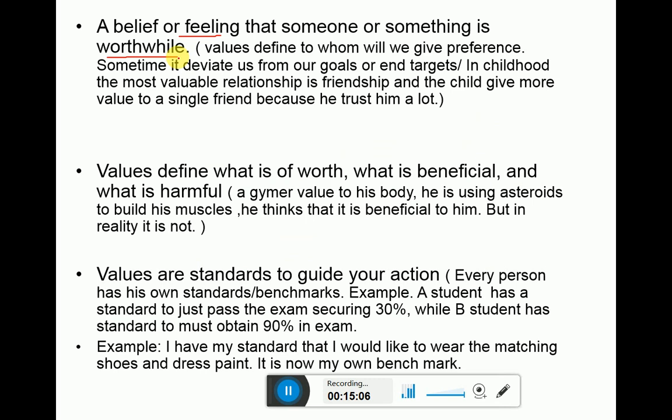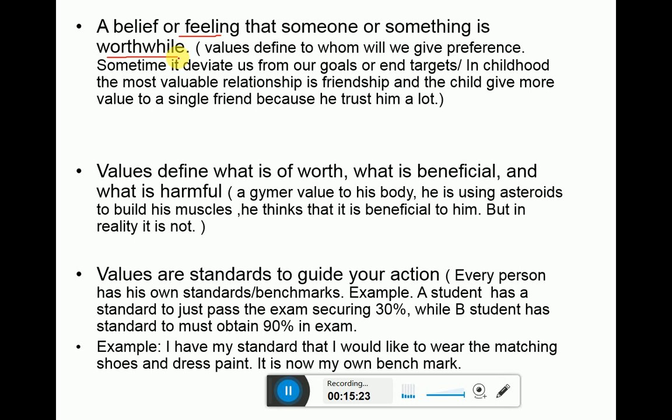Suppose a gymmer gives value to his body. He is using steroids to build his muscles. He thinks that is beneficial to him, but in reality it is not. Now what does it mean? Suppose someone joins a gym, a gymmer, right?